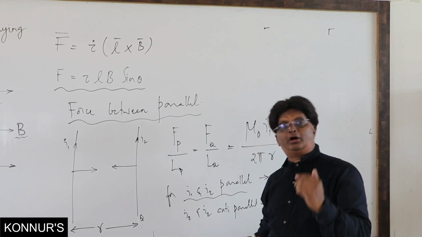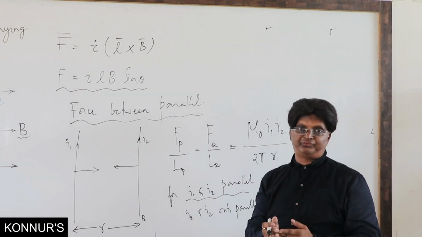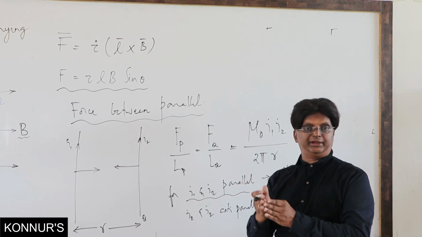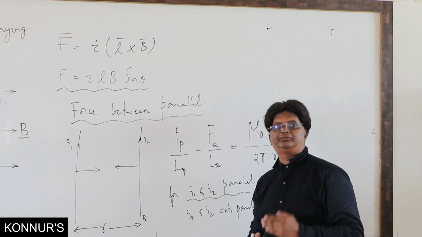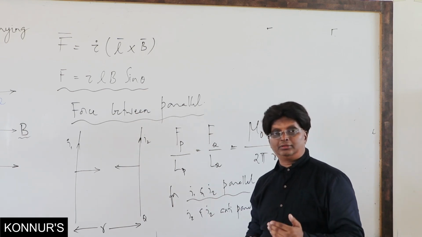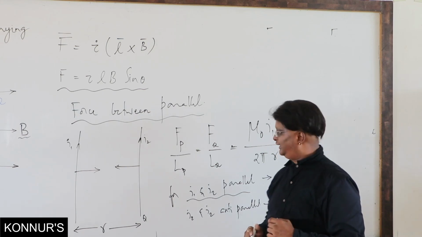Suppose we are given not 2 but 3 or 4 parallel conductors, and we are asked to find what happens to a particular conductor. Like that, there is even a possibility of dynamical equilibrium and so on, which we will solve as some simple examples in our next session.